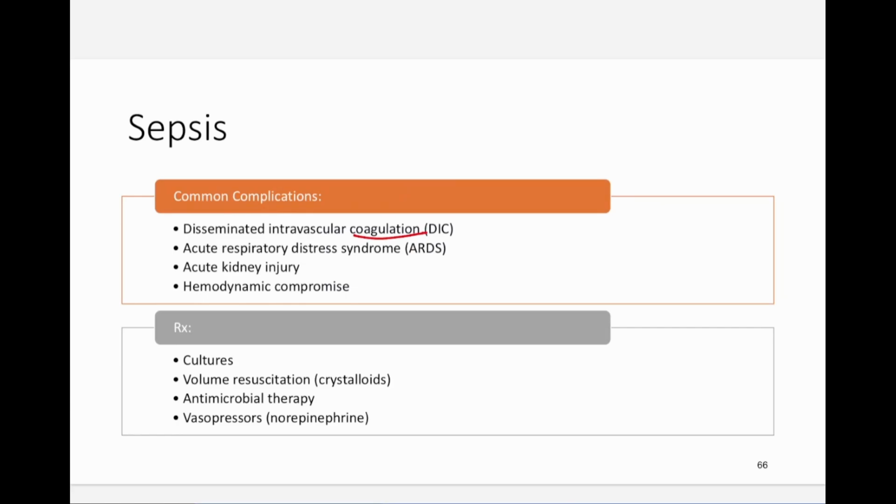Treatment, again, you don't have to know it for my class, but just because we're talking about sepsis, we'll just talk about it real fast. Cultures, crystalloids are their volume replacement, give them fluids. Antibiotics, and then here's your vasopressors. If they're not responding to fluids anymore and their pressure is dropping, you give norepinephrine, these vasopressors, to help bring your pressure back up.